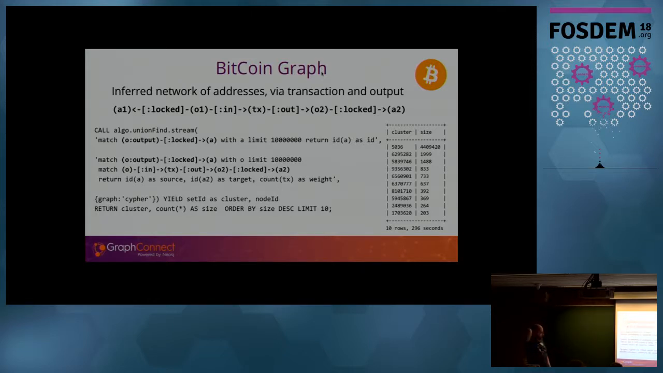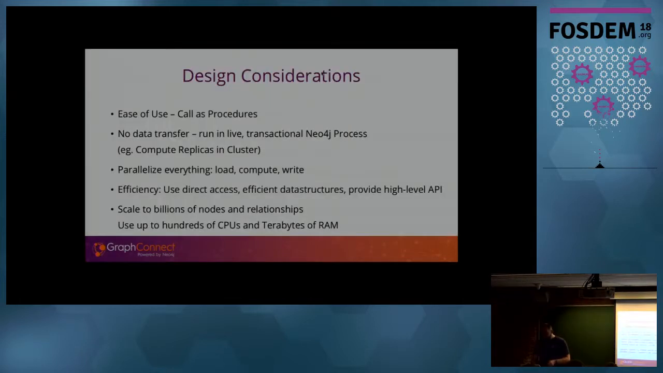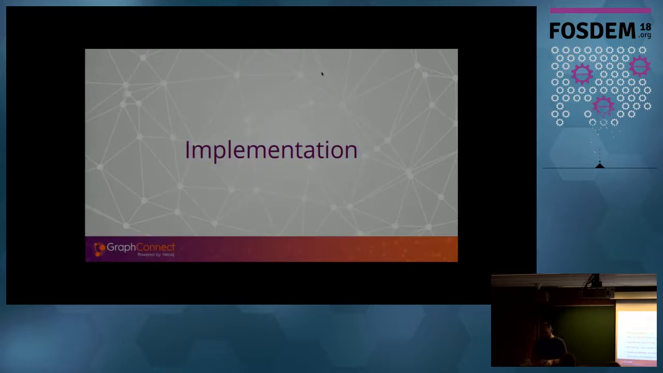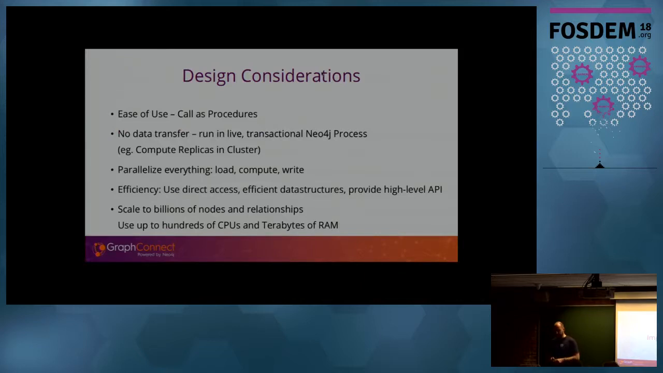And on these 10 million nodes, a clustering algorithm runs in 300 seconds. We see that there are certain clusters which have a lot of members, like 4.4 million members, so a really large cluster of people exchanging money. But then there are also a number of smaller clusters that come out of that. So these were some experiments that I did on the Bitcoin graph. Now about the implementation of the graph algorithms.